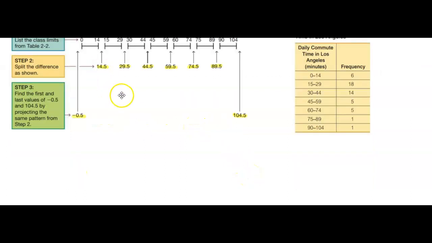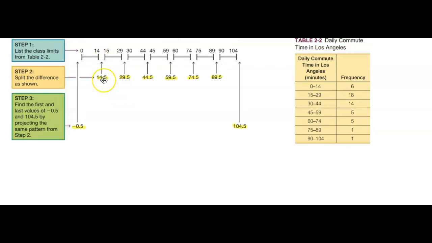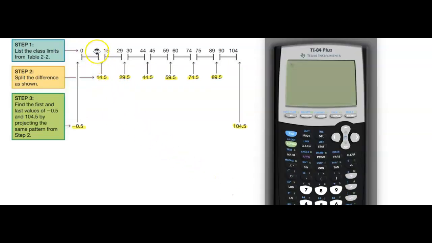Okay, so let's discuss how they are getting the boundary points, or the class boundaries. If you take a look at the upper class limit for the first class, it is 14. The lower class limit of the second class is 15.